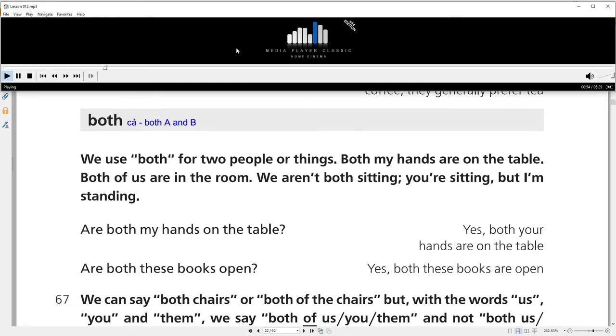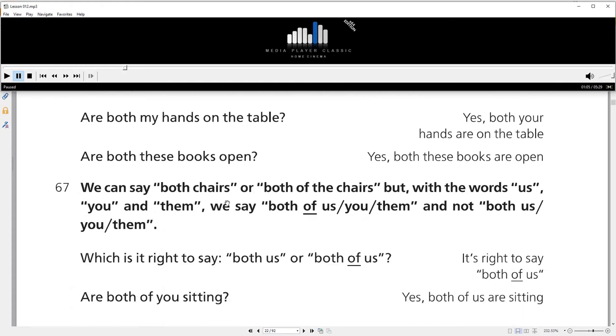Are both my hands on the table? Yes, both your hands are on the table. Are both these books open? Yes, both these books are open.